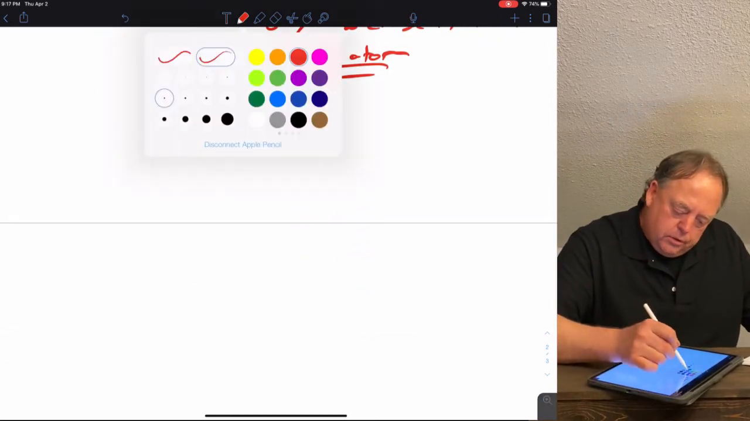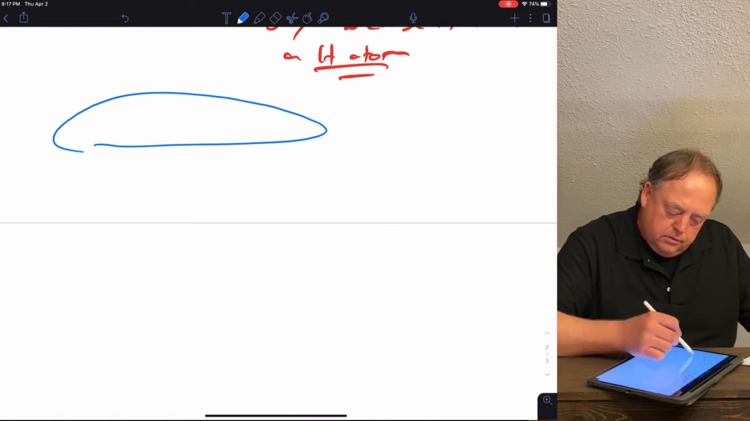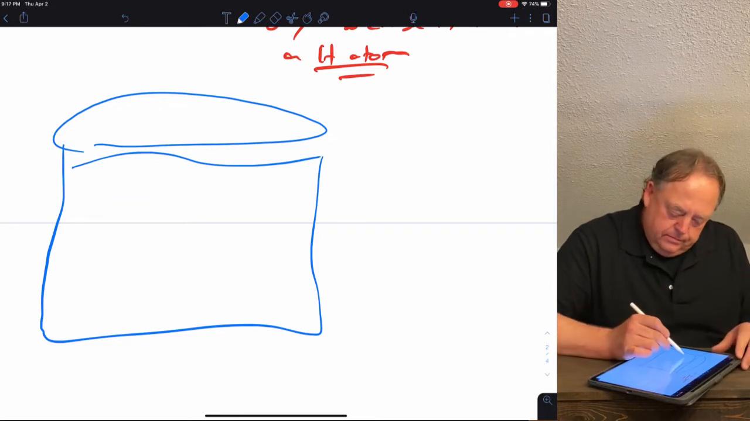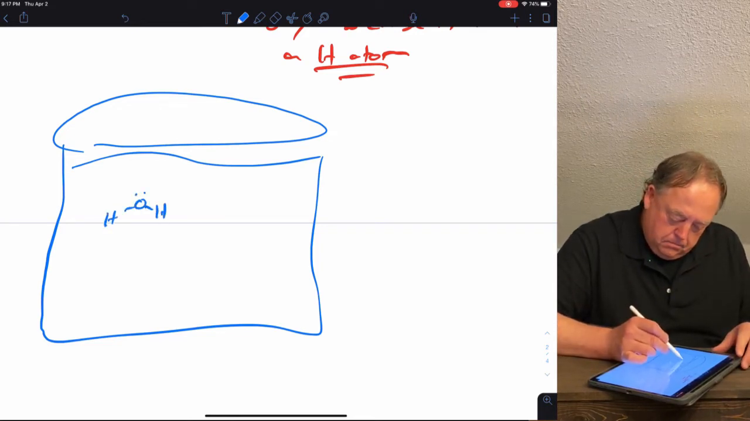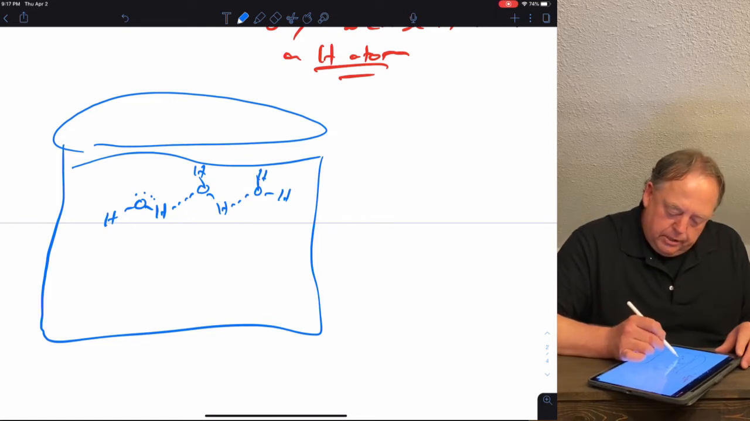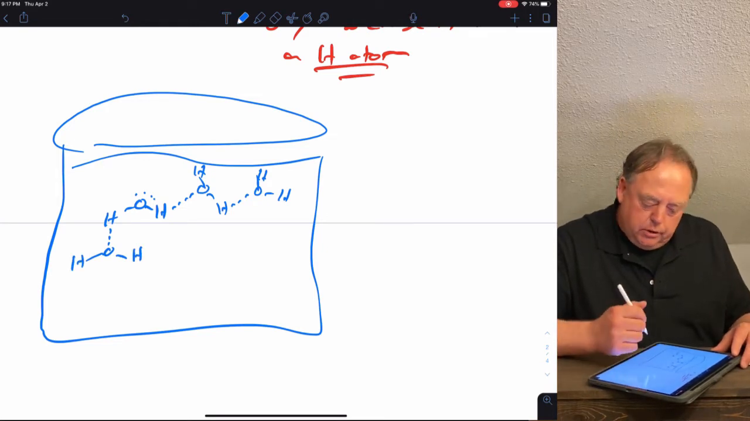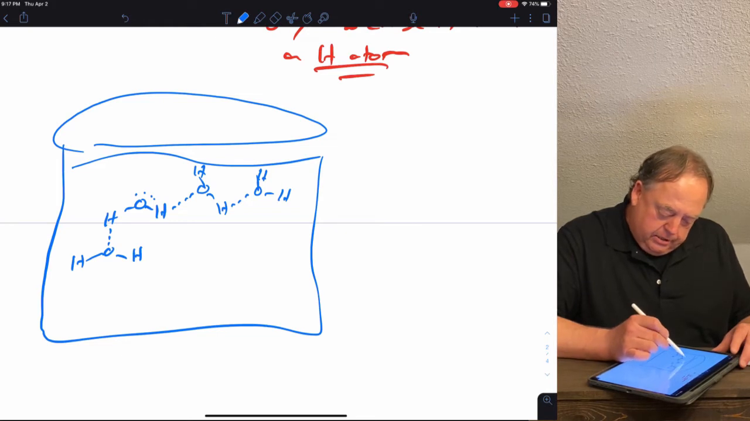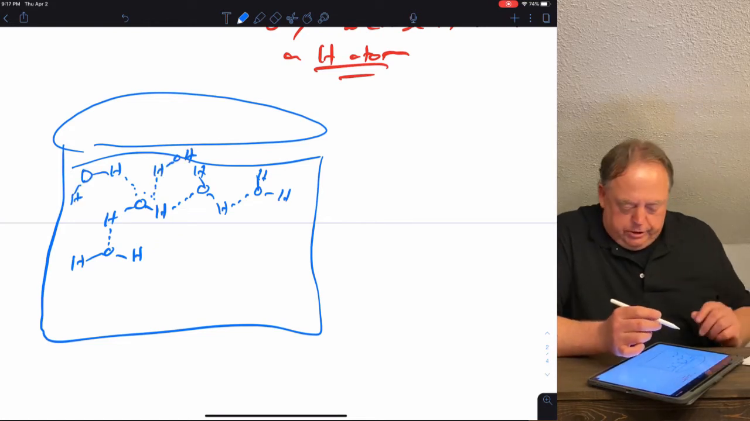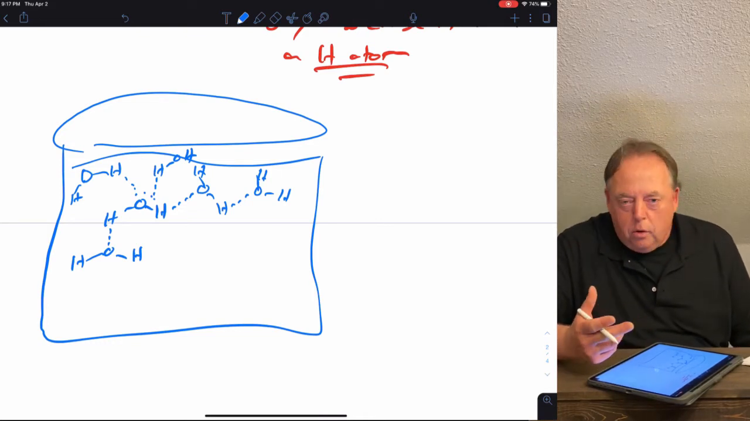So what does water look like? If you just had a beaker of water and you were small enough to see all of the atoms at the atomic level, well, each water molecule has two partial positive hydrogens. Each of those hydrogens can be hydrogen bonded to another oxygen of another molecule. And each oxygen has two lone pairs. So each oxygen in every single molecule can be hydrogen bonded to two hydrogens.